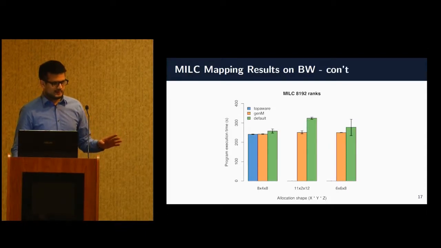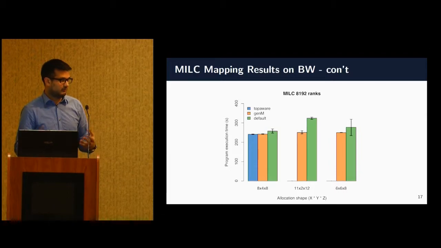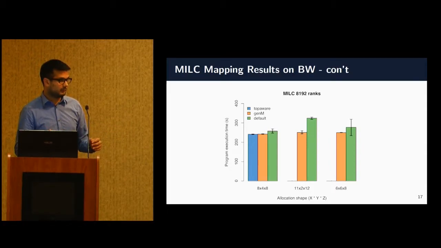So that was for 16K tasks. Here's for 8K ranks. Since this is a smaller job, we have usually less scope for communication-aware mapping. So you see that the performance results are a little bit less of a benefit, but in any case, it still helps a lot for particular shapes.